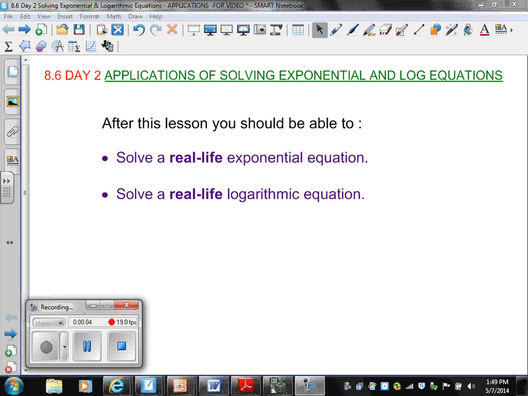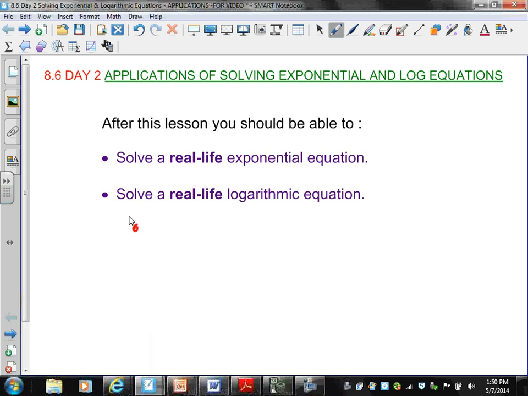Today we're going to be talking about applications of solving exponential and logarithmic equations. This goes with section 8.6 in your Algebra 2 textbook. Today we're going to be looking at solving real-life exponential equations and solving real-life logarithmic equations.